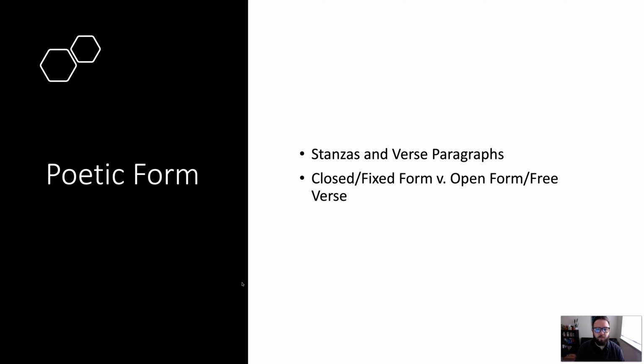On the other hand, open form or free verse poetry doesn't have any kind of restrictions like this. This is where stanzas aren't regular, rhythm or meter is not necessarily regular, and rhyme scheme is either irregular or non-existent. These poems are really where poets are just taking form wherever they want. So we'll dive a little bit further into all of these things shortly.